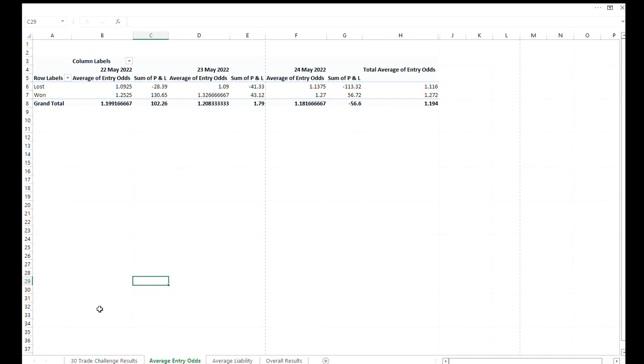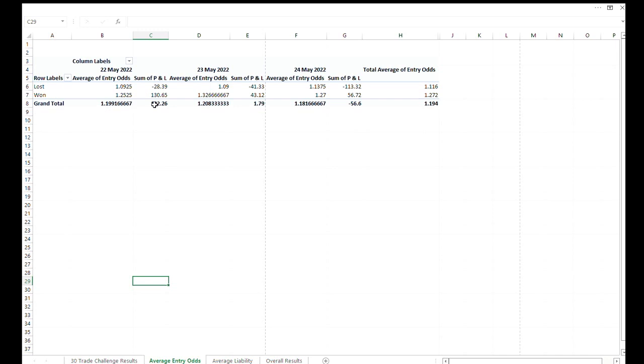Now, if we look at how that related to the profit and loss, when I lost on the 22nd of May, I lost a total of £28.39. And when I won on the 22nd of May, I made a total of £130. So you can see there, my overall profit was £102. But I don't want to talk about that on this page. We'll come to that later in the overall results. But essentially, that right there is really good information to know, looking back on those trades.